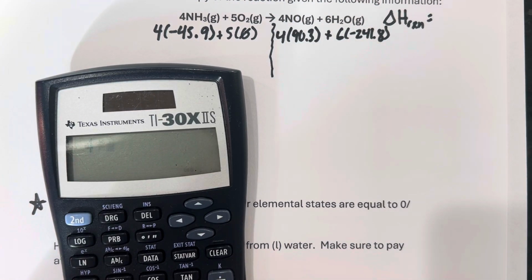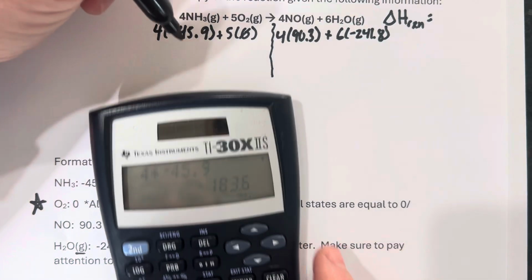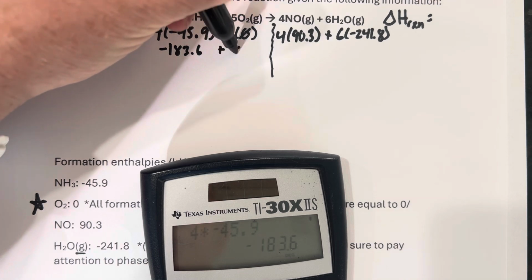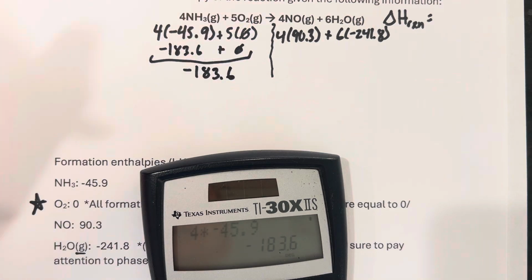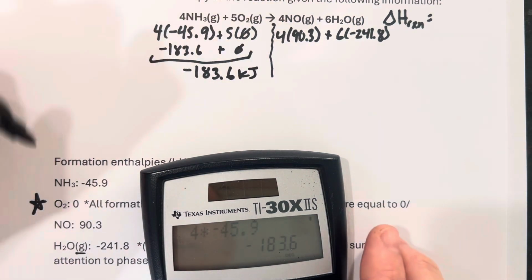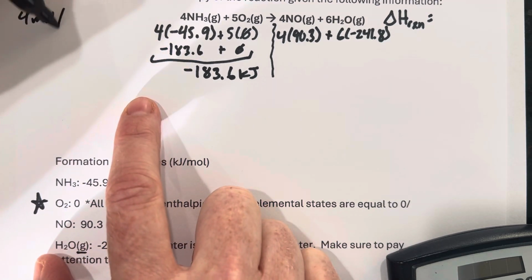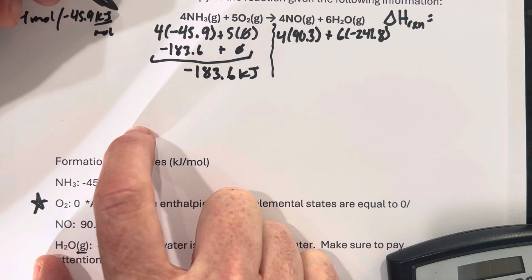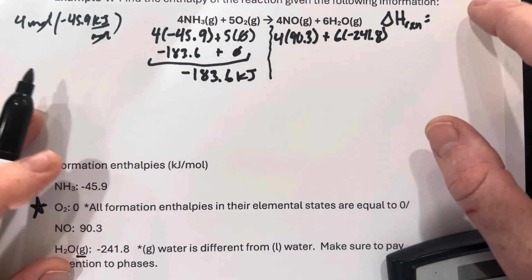So 4 times negative 45.9 equals, and I get negative 183.6. And then this would be 0. Negative 183.6 plus 0. And everything on this side has a total of negative 183.6. Okay, and that would now be kilojoules. Why kilojoules? Because this was 4 moles times negative 45.9 kilojoules per mole. Moles canceled, and we're left now with just kilojoules, which is good because our delta H reaction has to be in kilojoules.